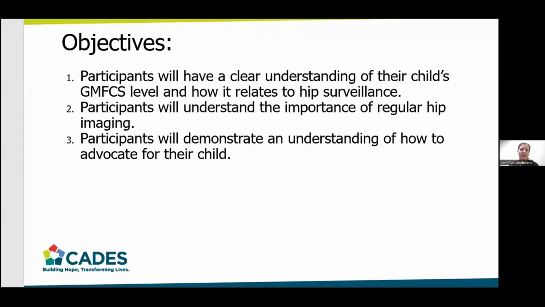Our objectives today are that you'll have a clear understanding of your child's GMFCS level and how it relates to hip surveillance. You'll understand the importance of regular hip imaging and demonstrate an understanding of how to advocate for your child with regards to their hips.